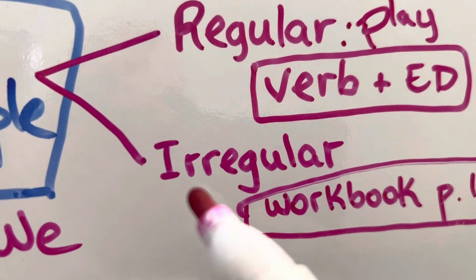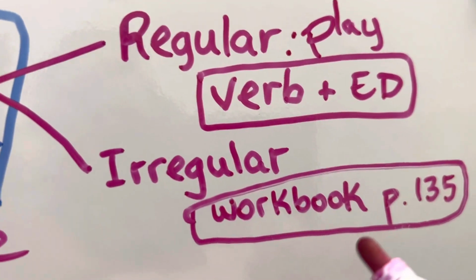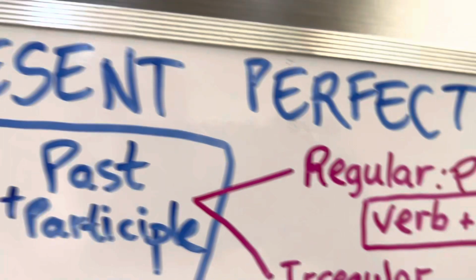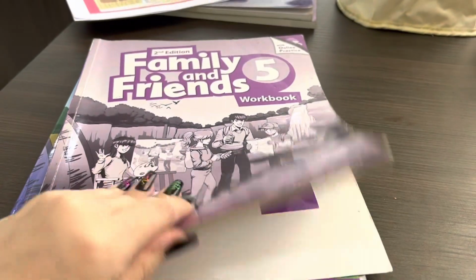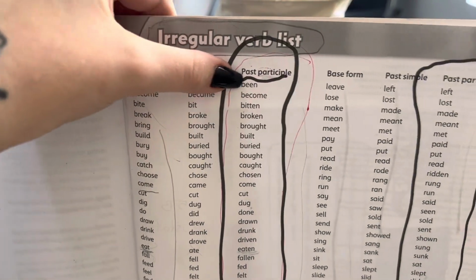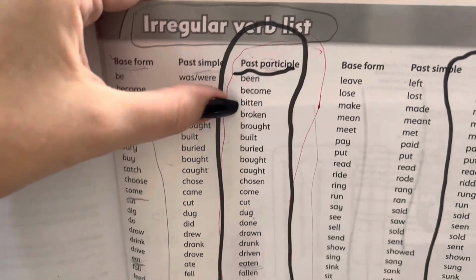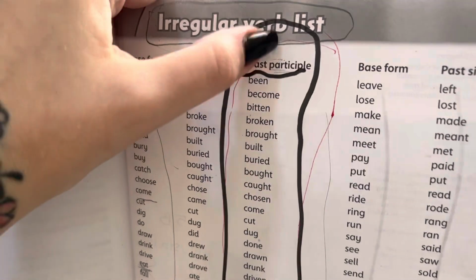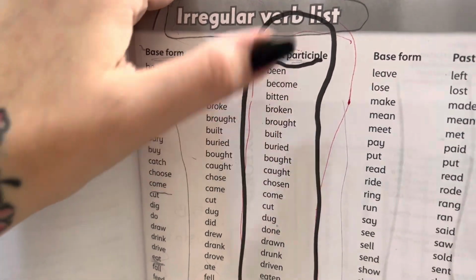If the verb is irregular, we need to check the workbook, page 135. So we can do this now. We have the workbook. We're gonna go at the end, page 135. And then we have the past participle of the irregular verb, which is not the first form, not the second one, but the third one. Number 3 is the past participle.